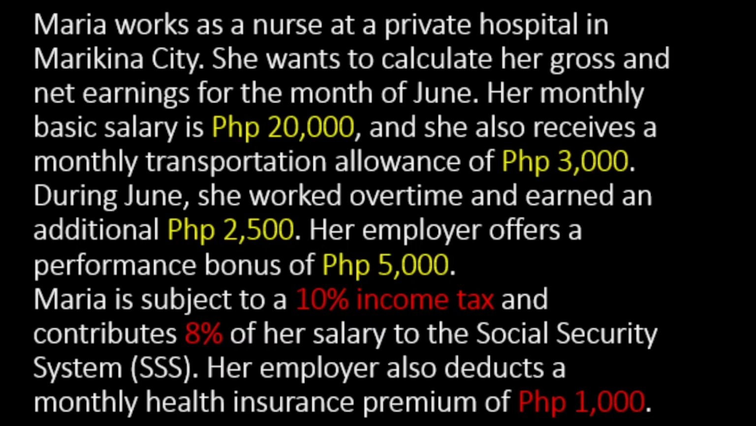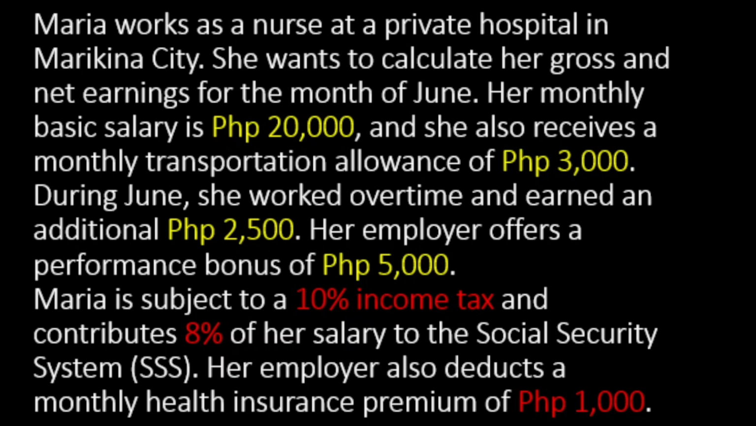Let's have an example. Maria works as a nurse at a private hospital in Marikina City. She wants to calculate her gross and net earnings for the month of June. Her monthly basic salary is 20,000 pesos, and she also receives a monthly transportation allowance of 3,000 pesos. During June, she worked overtime and earned an additional 2,500 pesos. Her employer offers a performance bonus of 5,000 pesos.